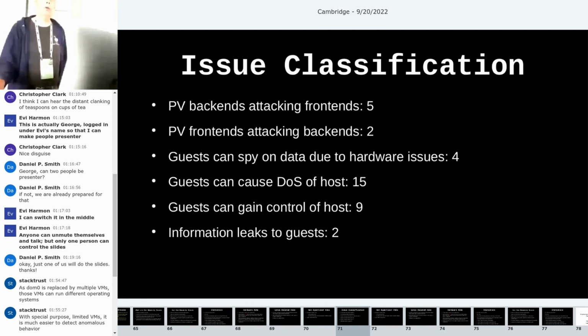In 9 cases, it couldn't be ruled out that the guest could gain control of the whole host. And there were 2 further cases where guests could read data which they shouldn't be able to read. Yeah, that's basically all I have.